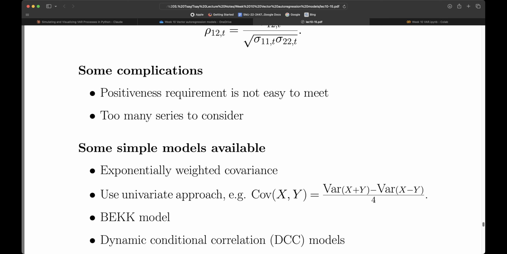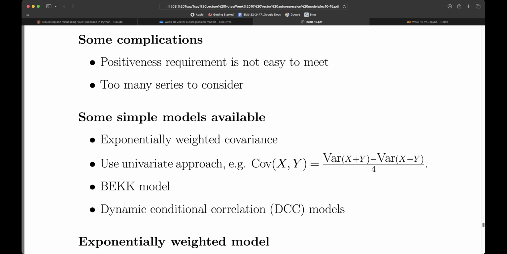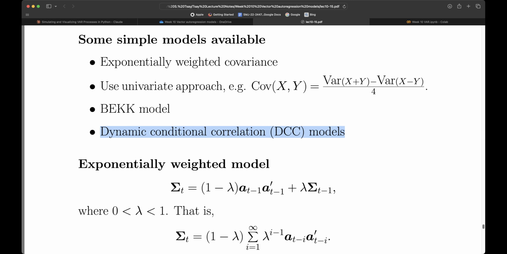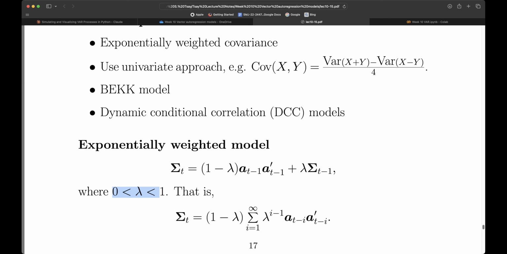Exponentially weighted covariance, or a univariate approach where covariance of x and y is something like this and we estimate just the variances, or the BEKK model, a very popular one, and my favorite, the dynamic conditional correlation model, DCC models. First, the exponentially weighted model. Sigma t is modeled as a weighted average of this term and this term, weighted by lambda, where lambda is between 0 and 1. In some sense we can rewrite this one as this one.